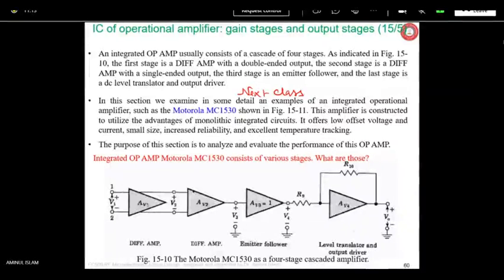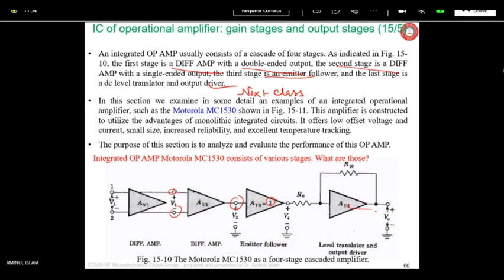Out of which you see that two stages are at the beginning, first and second stages are differential amplifier. First stage is differential amplifier that is having double-ended output. Second stage is also a differential amplifier but single-ended output. Then in the third stage we have an emitter follower. Emitter follower is having gain of 1, almost 1, not exactly 1. And the last is a DC level translator or output driver.